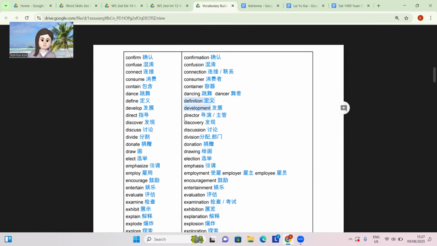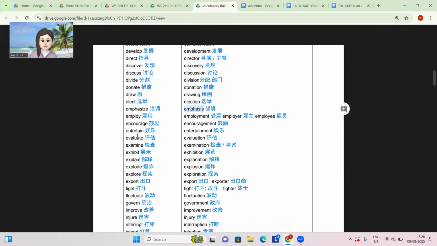Direct, director. Discover, discovery. Discuss, discussion. Divide, division. Donate, donation. Draw, drawing. Elect, election. Emphasize, emphasis. Employ, employment. Employer, employee. So employee is the person who works. Employer is the boss.